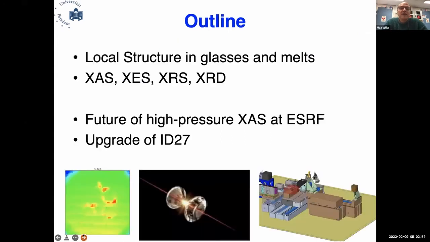My talk will be, as I said, divided in two parts. In the first two thirds, I will talk about local structures in glasses and melts. I will report on data from X-ray absorption spectroscopy, emission, and X-ray Raman scattering. But I also include X-ray diffraction as a comparison, and hope I can convince you that we can end up with a common picture on this.